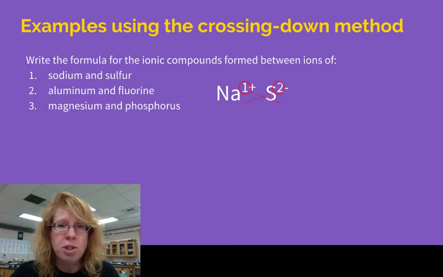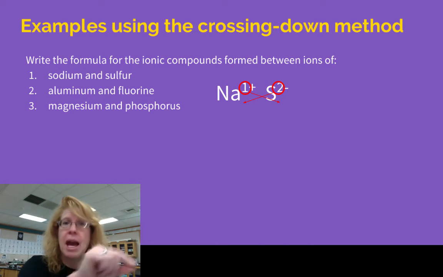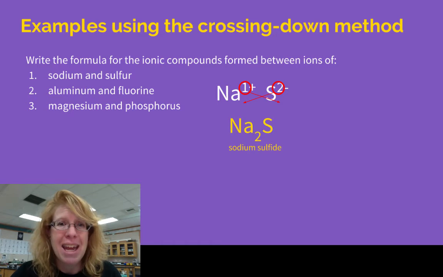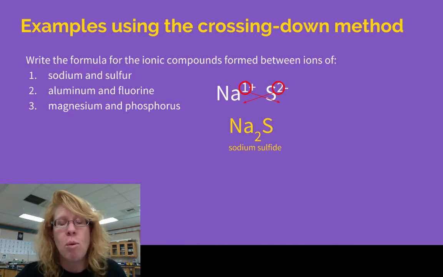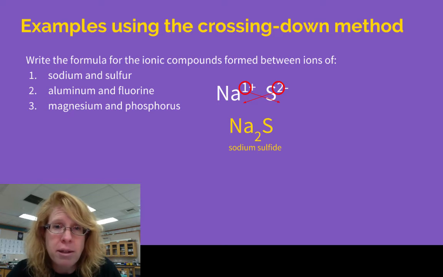So I'm going to grab those charges, just the values of them, and move them to the opposite element, that crossing down. And then the last part is I'm going to write it as an actual formula. So that I would get Na2S. So that means there's 2 sodium ions to every 1 sulfur ion, and the name of that would just be called sodium sulfide.